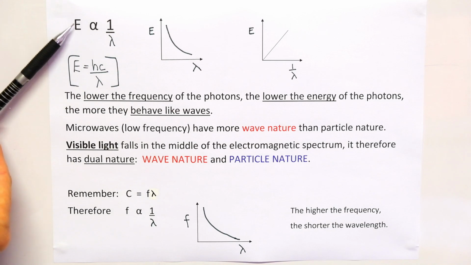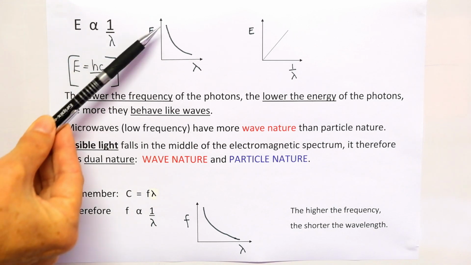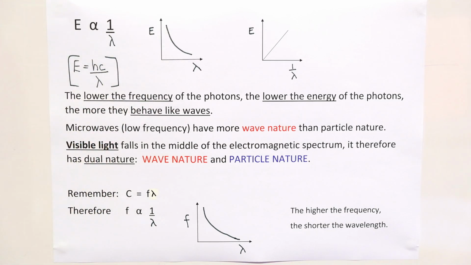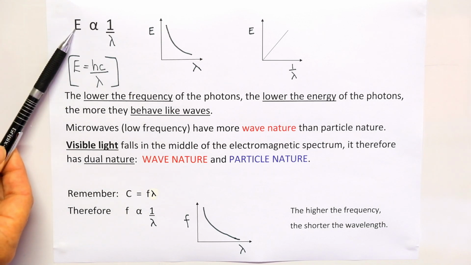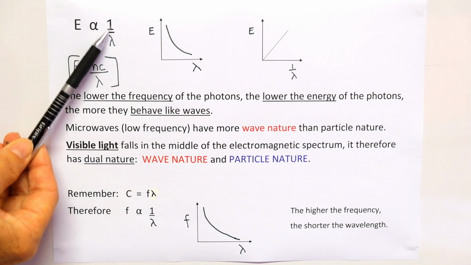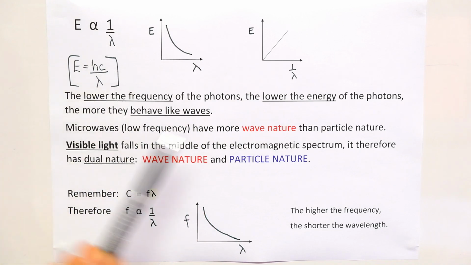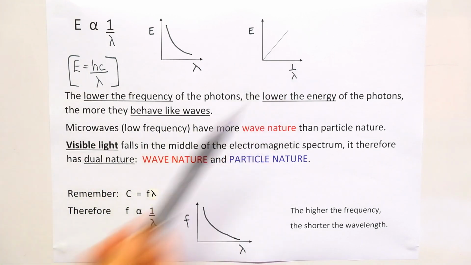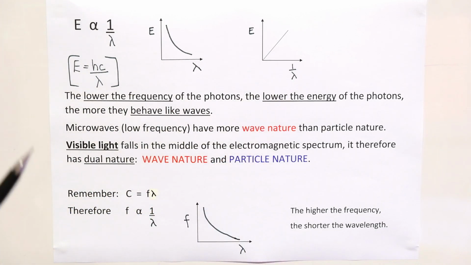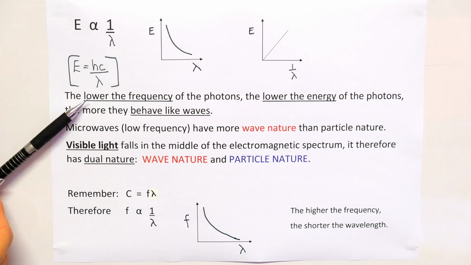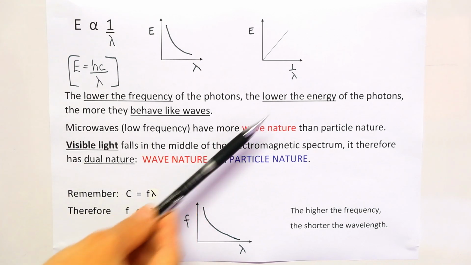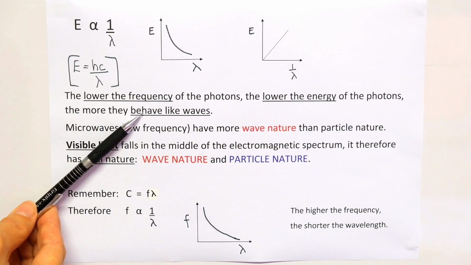If we plot a graph of the energy versus the wavelength, we'll have an inverse proportionality graph. But if we plot the graph of energy of the photons versus 1 over wavelength, that is a direct proportionality, so that will give us a straight line graph. To get back to the particle nature and the wave nature of the spectrum, the lower the frequency of the photons, the lower the energy of the photons, they will behave more like waves.